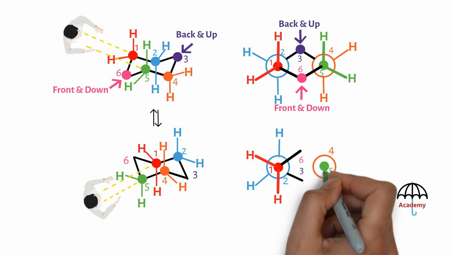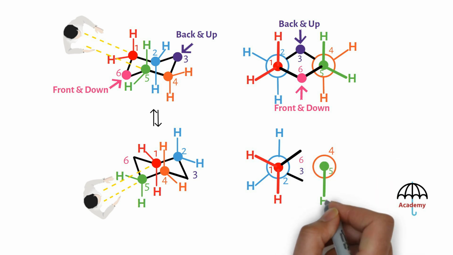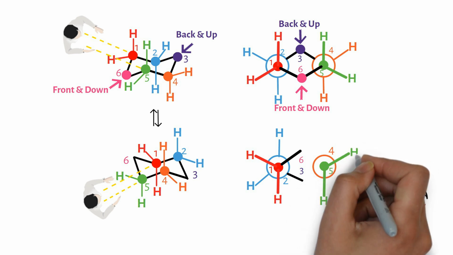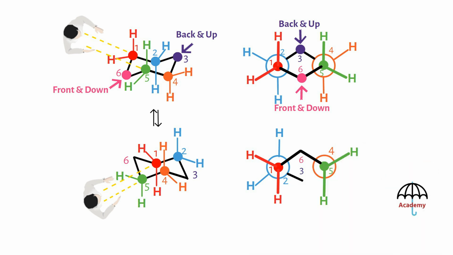Axial hydrogen on C5 is pointing down. Equatorial H is pointing right and C5 is connected to C6. On the back carbon 4, axial hydrogen is pointing up. Equatorial H pointing right. C4 is connected to C3 on left.